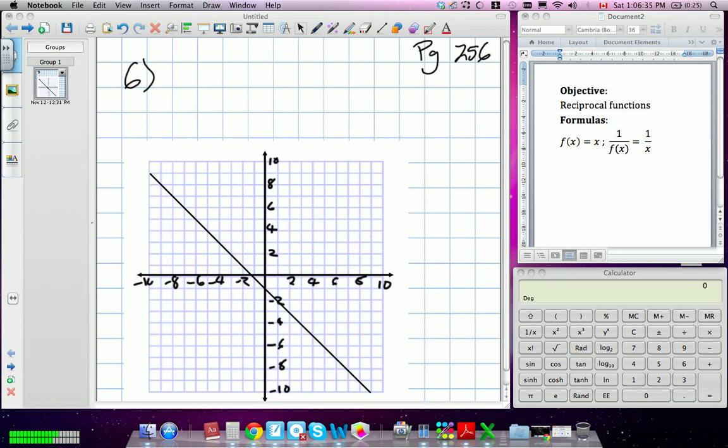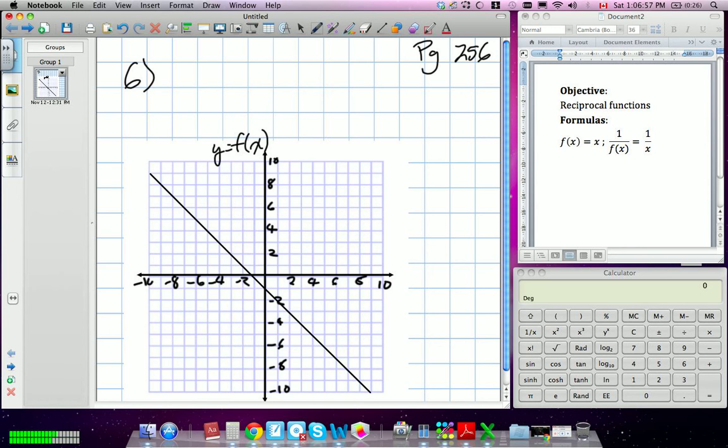Okay, so question 6, they've given us the equation. They've told us y equals f at x. Essentially what they're telling you is just your y-axis here, y equals f at x. We need to actually find the equation of this function in order to create a reciprocal function. So this is linear.